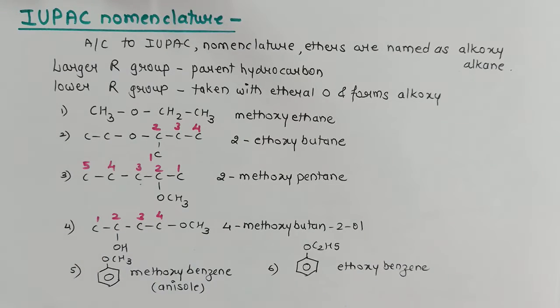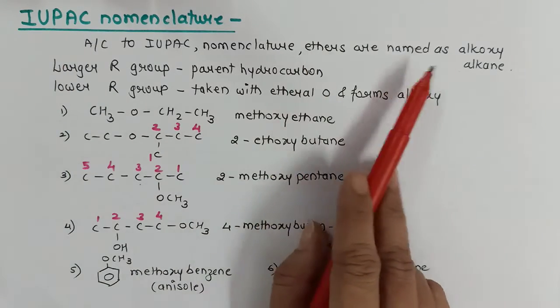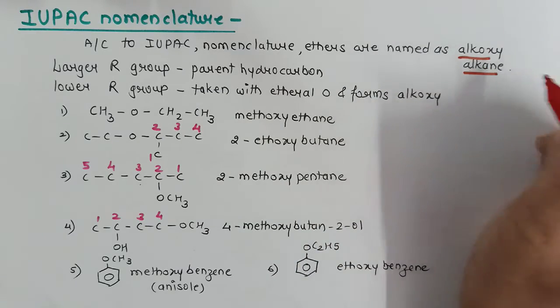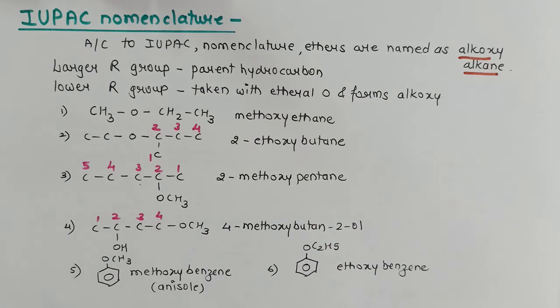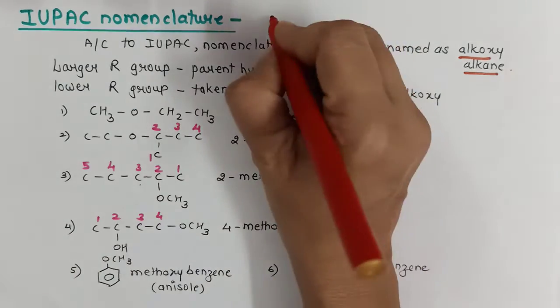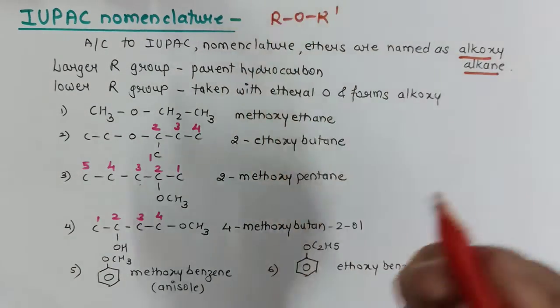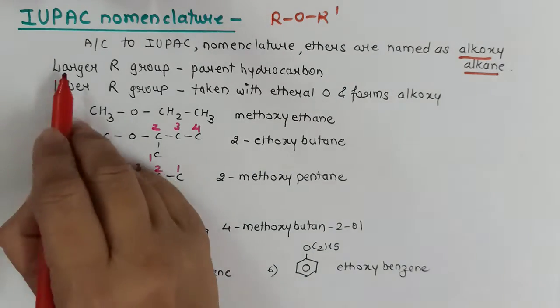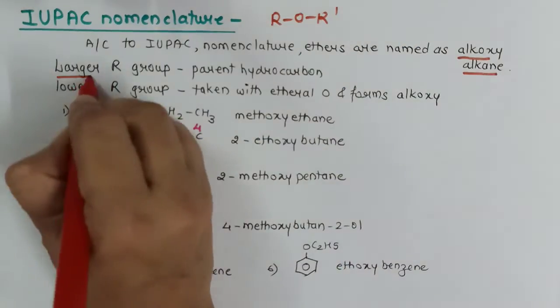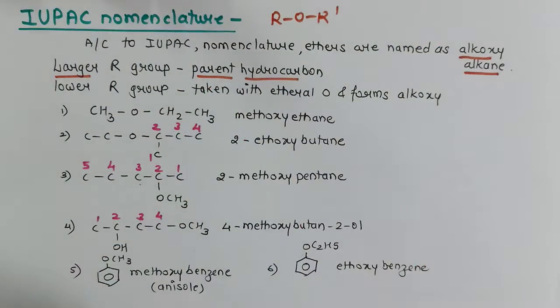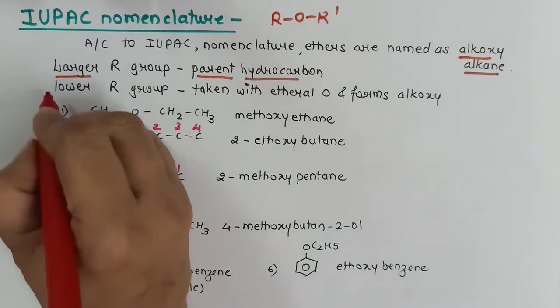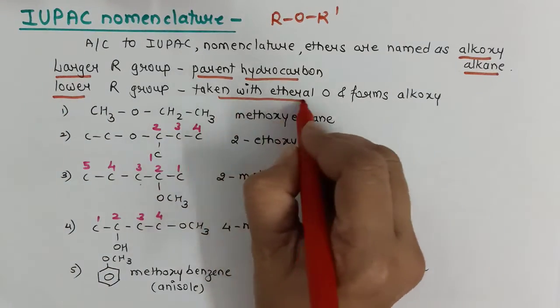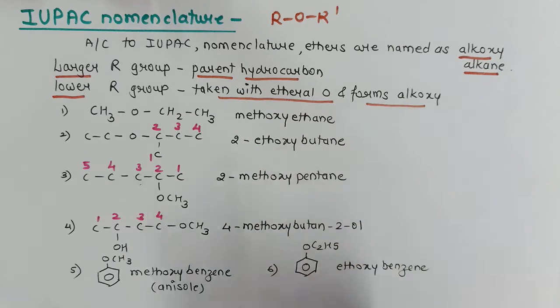The next topic is IUPAC nomenclature of ether. The IUPAC nomenclature of ether is very interesting. According to IUPAC nomenclature, ethers are named as alkoxyalkane. Now, since there are two alkyl groups attached to ether, this we have already seen. Now, which alkyl group is to be chosen as the parent hydrocarbon? The larger alkyl group is always taken as the parent hydrocarbon, or the word root. Whereas the lower alkyl group is taken to be attached with ethereal oxygen atom and it forms alkoxy.